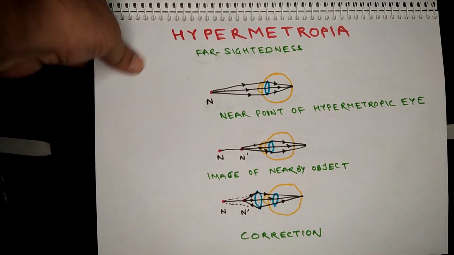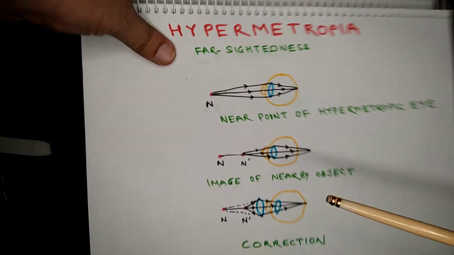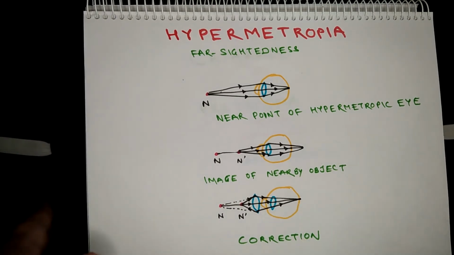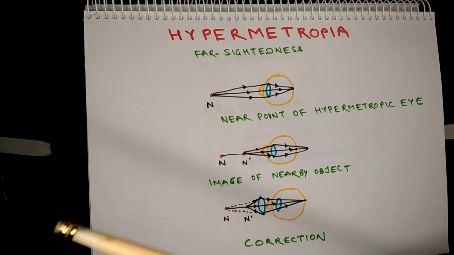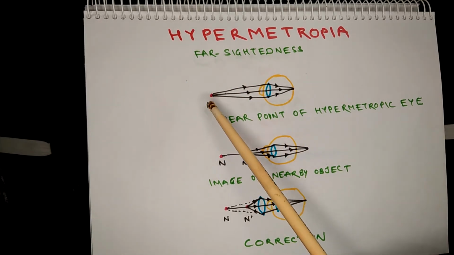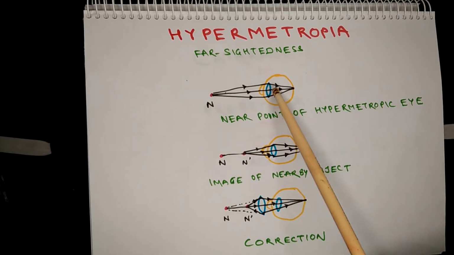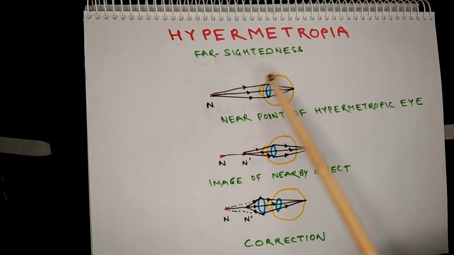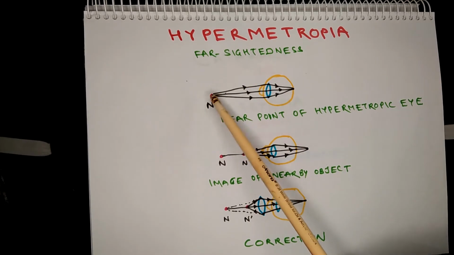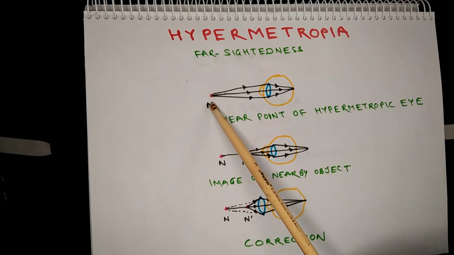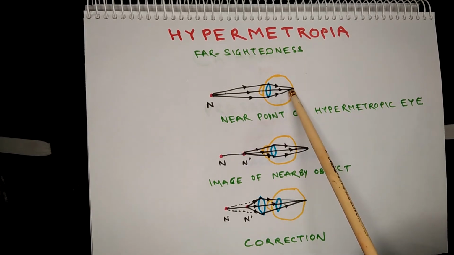Now another common problem of the eyes is hypermetropia, or far-sightedness. The person suffering from hypermetropia can clearly see distant objects, but finds it difficult to see nearby objects. So what happens in hypermetropia? The near point of the eye goes farther from the eye than it normally is. When the object is placed at this new near point, the image is clearly formed on the retina.